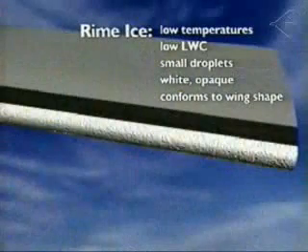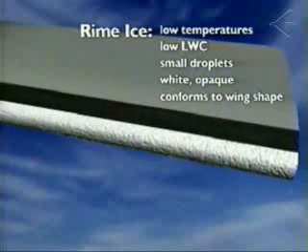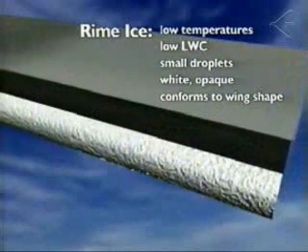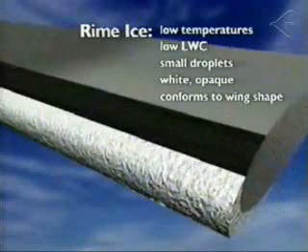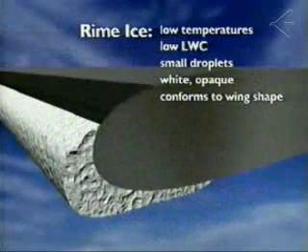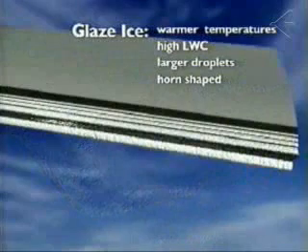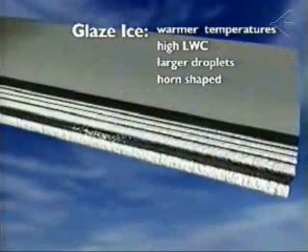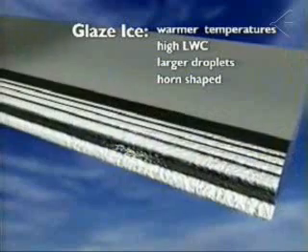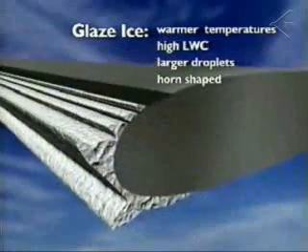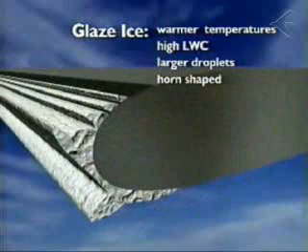Low temperatures, total air temperature between -10 and -20 degrees Celsius, low liquid water content, and small droplets tend to result in rime ice, which has a rather milky, white, and opaque appearance. Warmer temperatures, total air temperatures between well above freezing and down to -10 degrees Celsius, high liquid water content, and larger droplets tend to result in glaze, which often has a clear, shiny appearance.